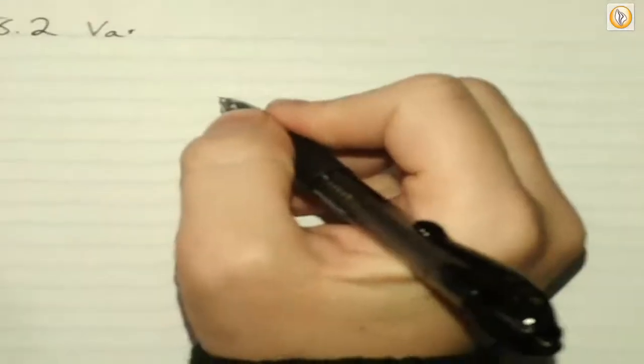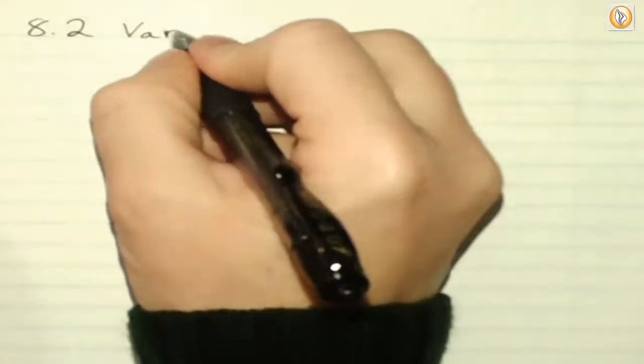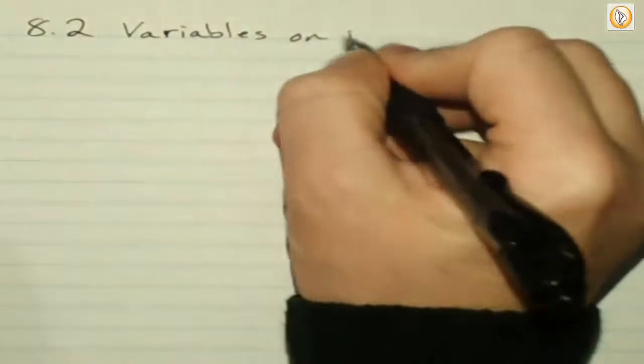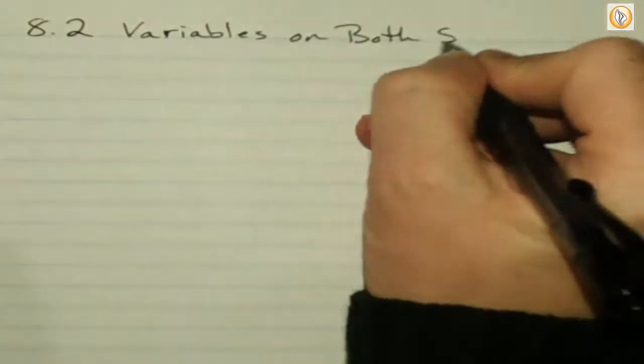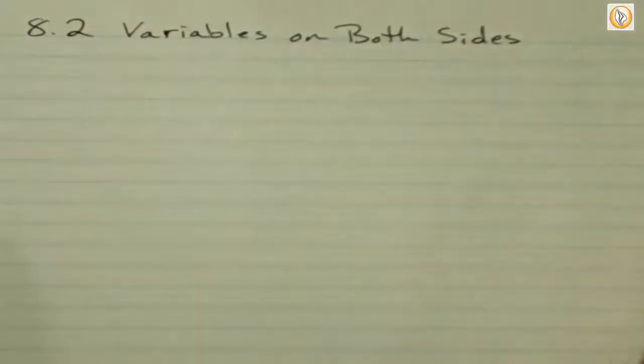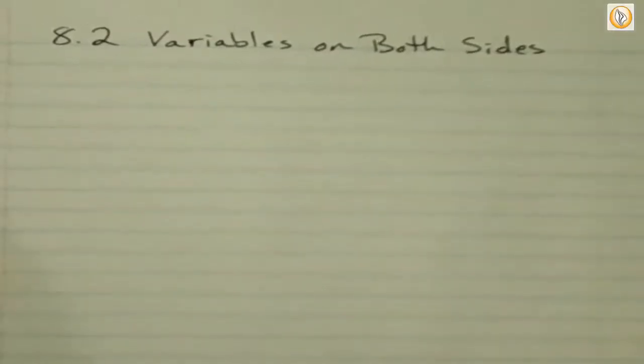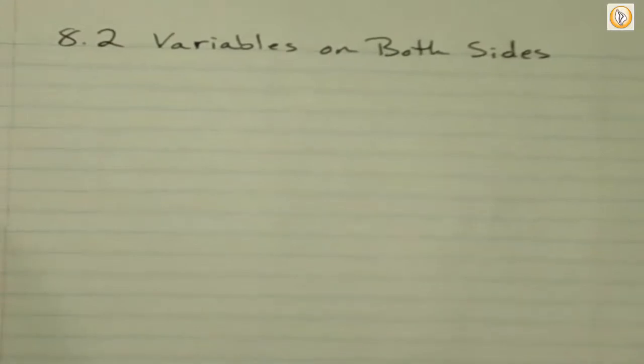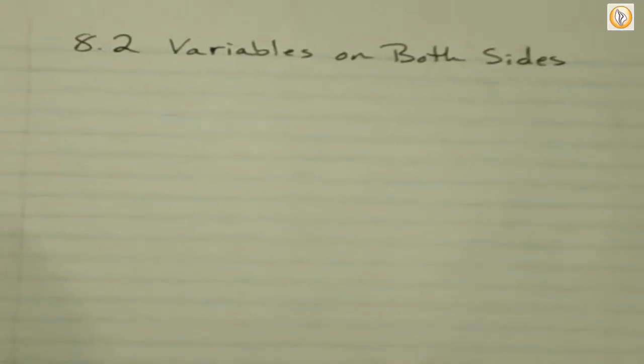Okay, 8.2. Variables on both sides. Okay, I only have one page of notes, front and back, because the stuff is not that bad. Okay, 8.2, variables on both sides.